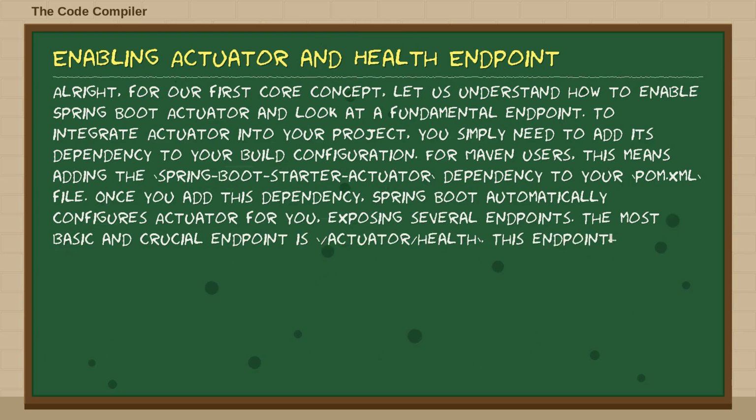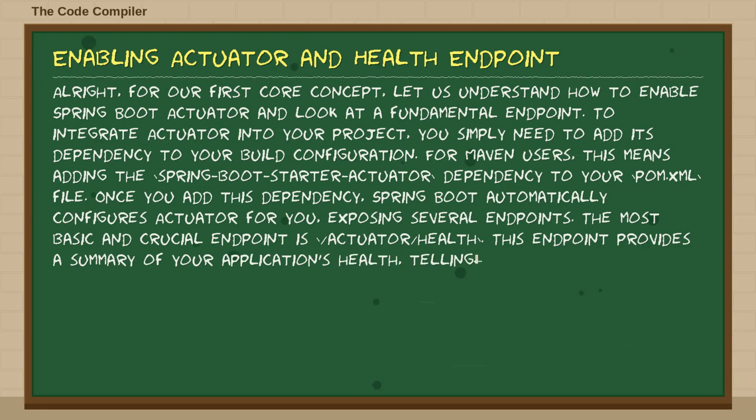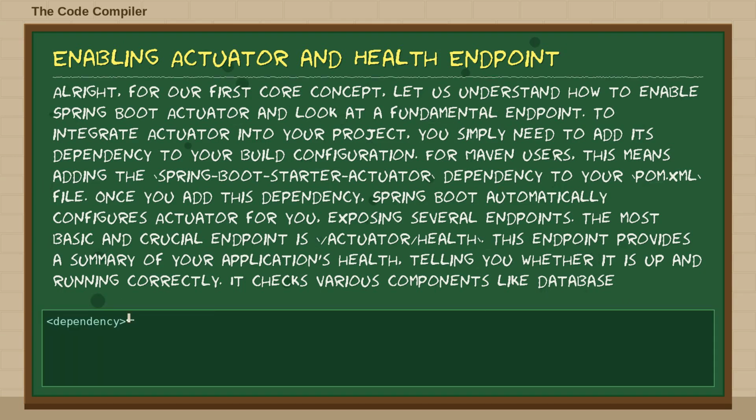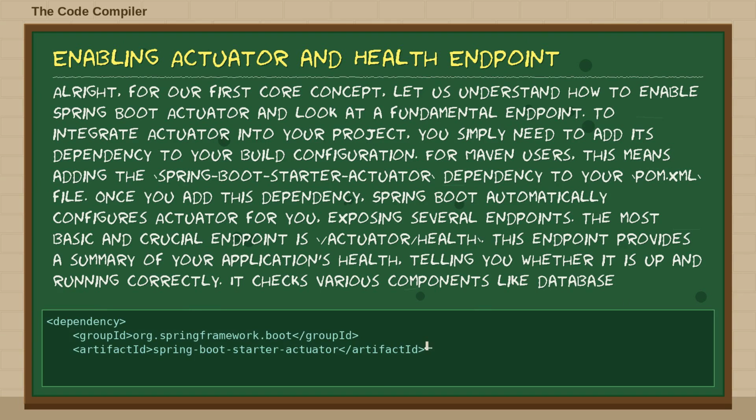The most basic and crucial endpoint is Actuator Health. This endpoint provides a summary of your application's health, telling you whether it is up and running correctly. It checks various components like database connections, disk space, and so on. Understanding this basic setup is your first step towards effective application monitoring.